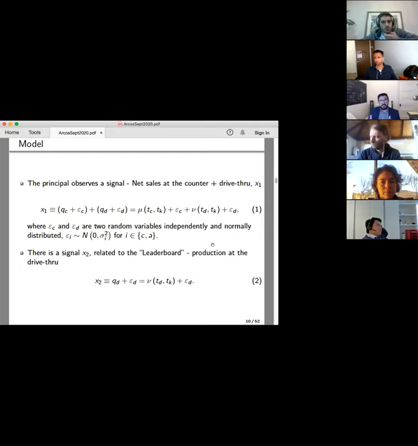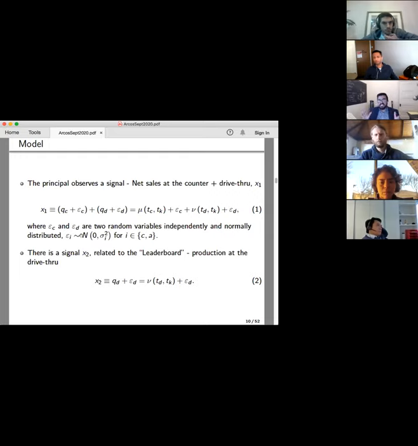And we are going to assume that this signal is equal to the production function at the counter plus an error, and the production function at the drive-through plus an error, right? And we are going to assume that these two errors are random variables independently and normally distributed. You can relax this assumption, you can assume that they are correlated, and you will find a very similar result.